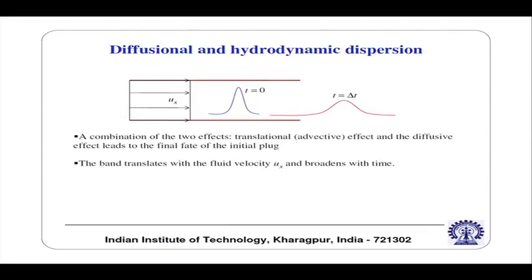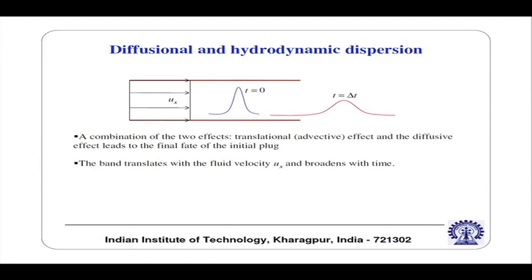In reality the combination is what is there. So, you have the effect of flow plus effect of diffusion relative to the flow. These two effects combined together give rise to a translation as well as broadening of the solutal band, and we want to get a mathematical picture of that, and there are many ways to address this mathematically.